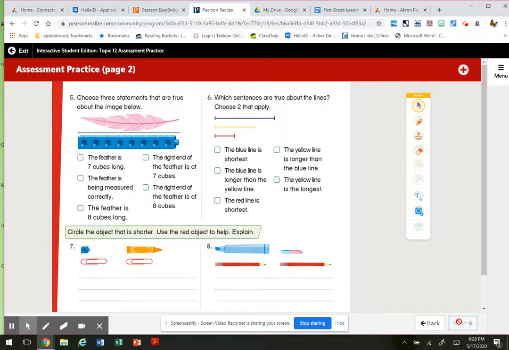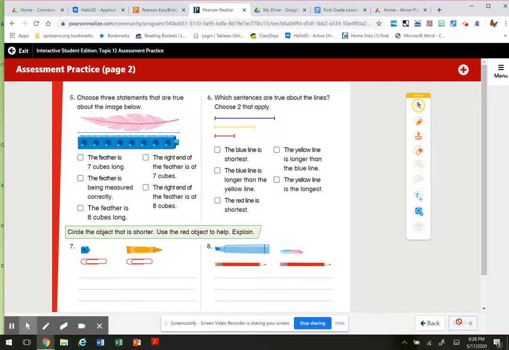All right, this page, we're going to do question 6 and question 7. We'll probably do 5, 6, and 7. We could probably do all of these. We have plenty of time. Okay, number 5 says, choose 3 statements that are true about the objects below. So we have a feather and we have cubes.